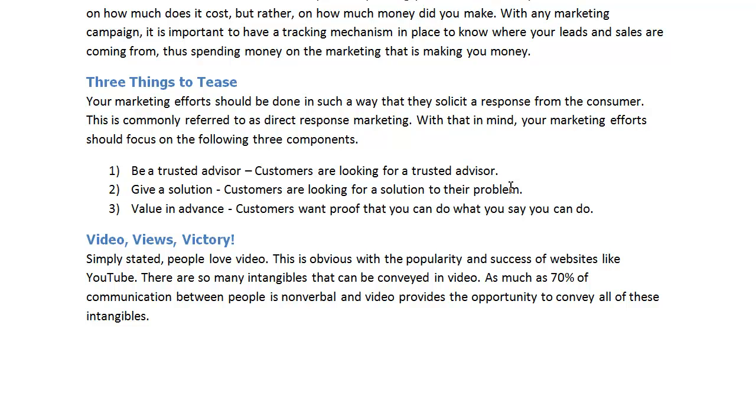Now, this is really heavily focused on the relationship type business. So in a relationship type business, when someone first gets your marketing, they're really looking for 3 things. They're looking for a trusted advisor, they're looking for a solution to their problem, and they're looking for proof or value in advance. Okay, so when you're looking to do relationship selling, you need to consider those 3 elements.